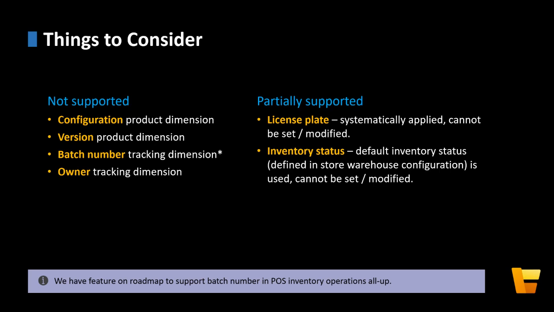Now, if your company is using warehouse management process or advanced warehouse capabilities, we currently provide limited support for license plate and inventory status. So when you select a location for a location controlled item in the inventory operations, if that location is linked to a profile that requires license plate control, then our operation today will systematically apply a license plate to the item.